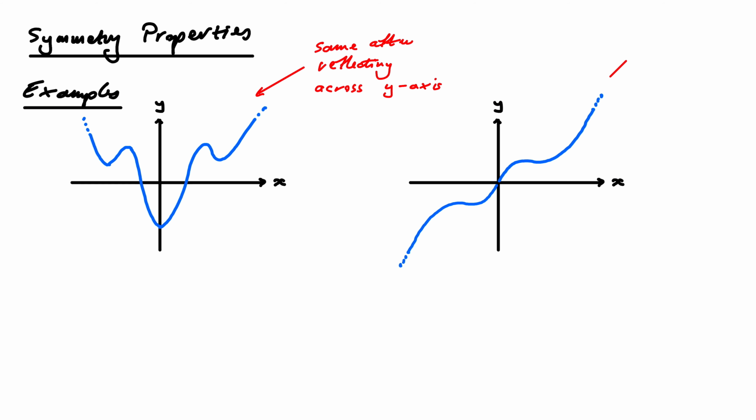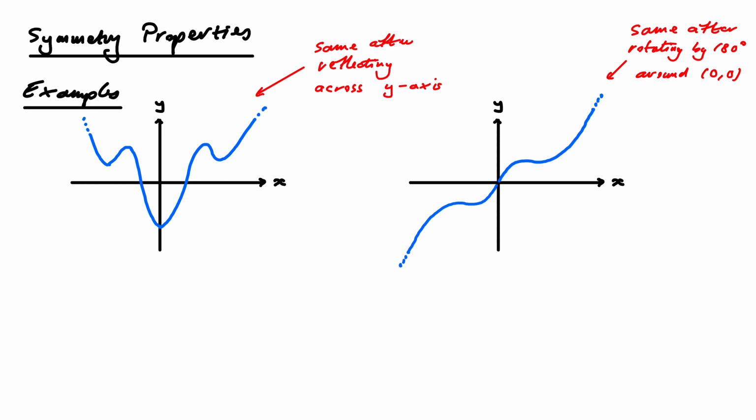So it's a different kind of symmetry, if you want. Same after rotating by 180 degrees around the origin. So around (0, 0). So I take this and I rotate it around, it's exactly the same. Okay.